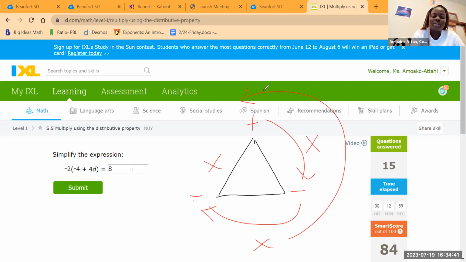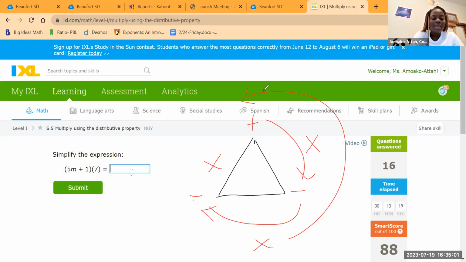Positive, the positive up there. That's why we got an 8 over here with no sign attached to it. Then negative 2 times 4D will give us negative what? 8D. That is so perfect. That is super, super good job, guys.